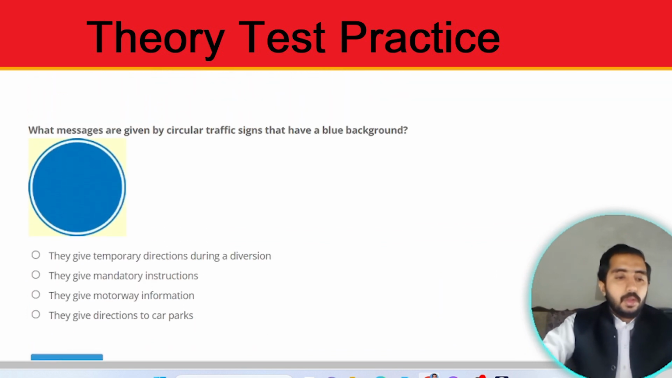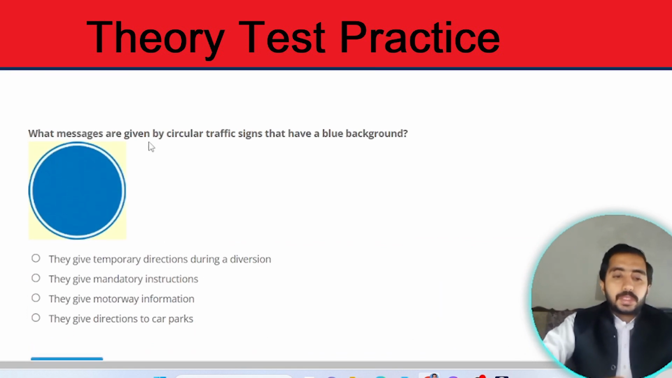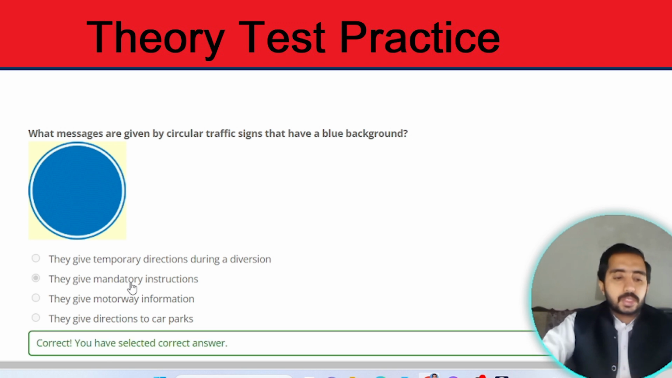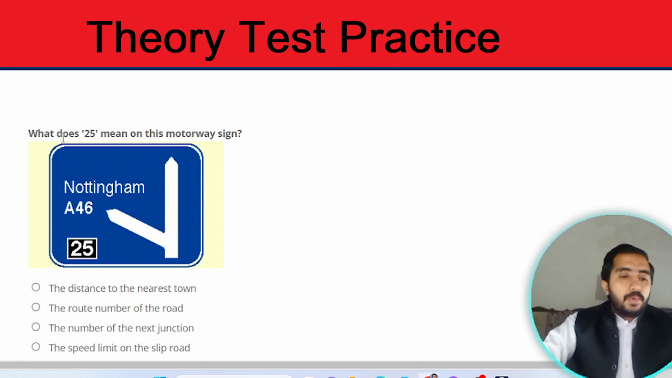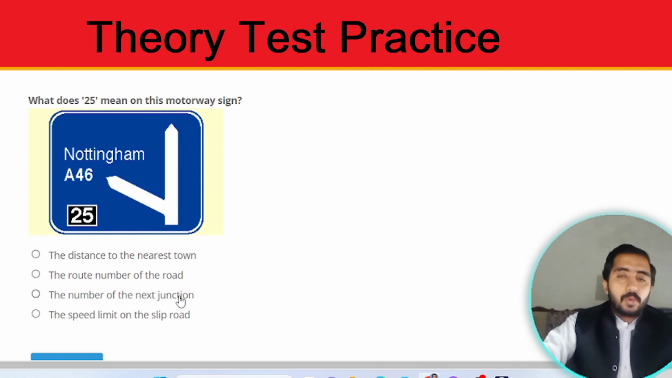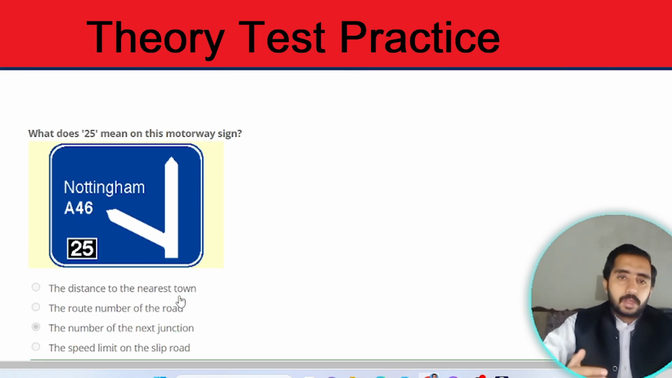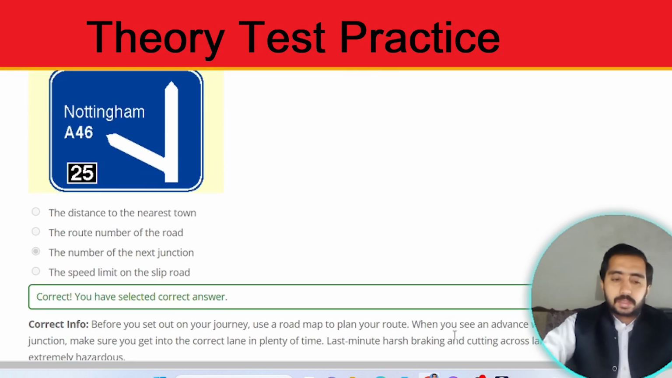Next one. What messages are given by circular traffic signs that have a blue background? For a blue background, the correct option is to give mandatory instructions. Next one. What does 25 mean in the motorway sign? Okay, this 25 means the number of the next junction which is coming up. Next question.